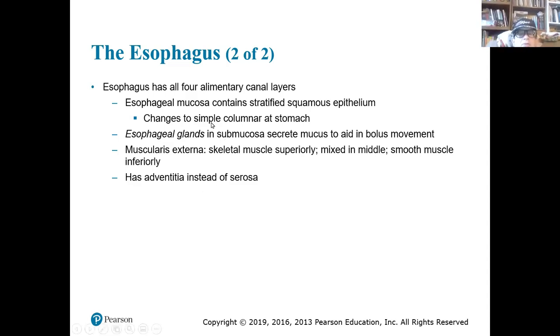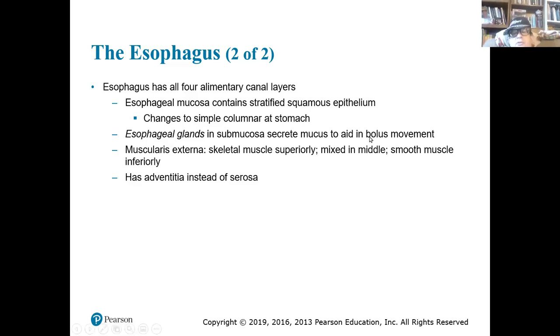All right, so when we get to the stomach, we switch to simple columnar. That's one of the ways to protect the stomach. Now, the esophageal glands in the esophagus, in the submucosa, they make mucus. And that helps us move the food down the esophagus, from top to bottom, through peristalsis. You need to know that's peristalsis when you move things like that.